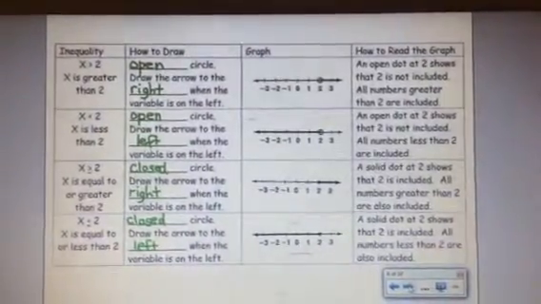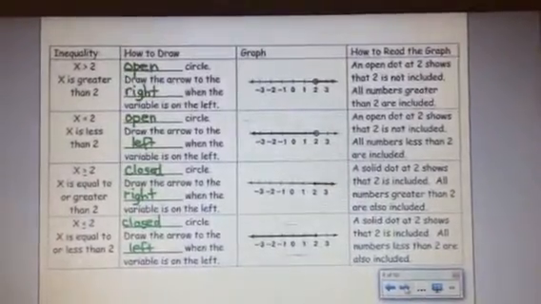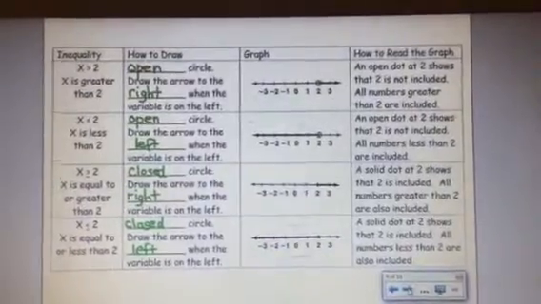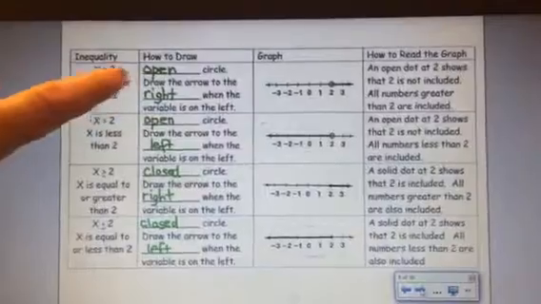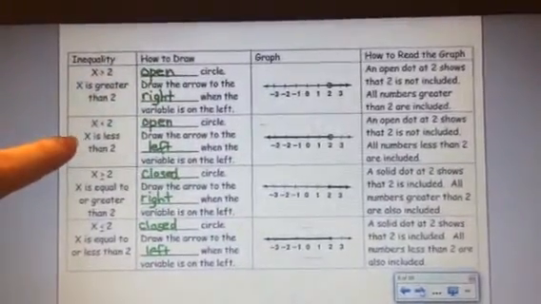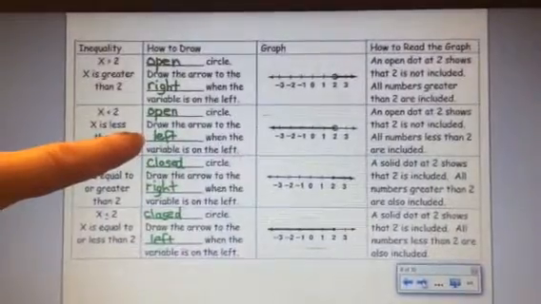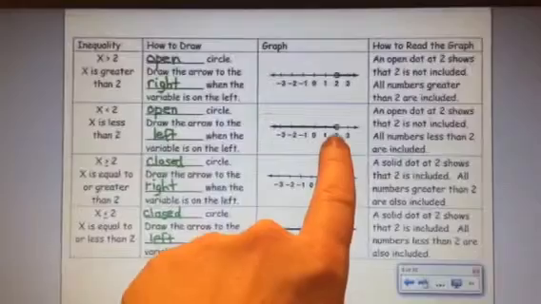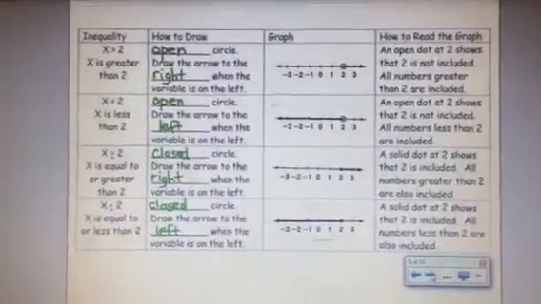The very first one says x is greater than 2. You would have an open circle at 2. Draw the arrow to the right when the variable is on the left. Please make sure that you fill this into your notes. When x is less than 2, you would have an open circle and you're going to draw the arrow to the left, just like this example here, meaning that all answers less than 2 would make that statement true.